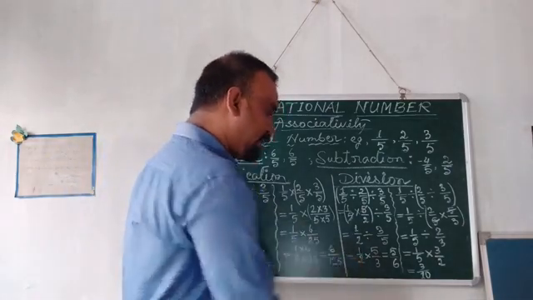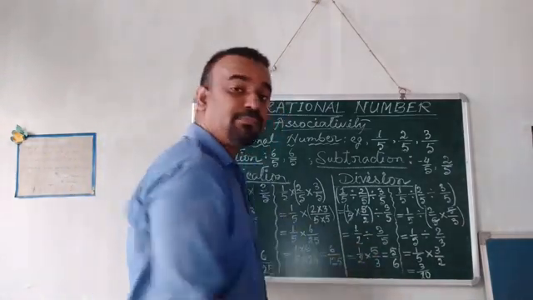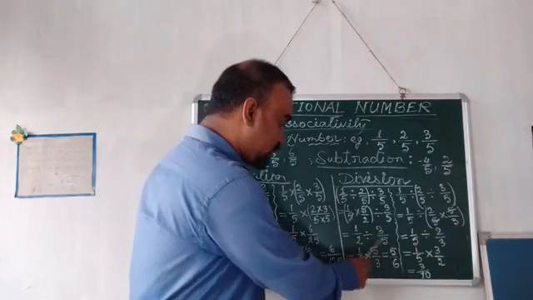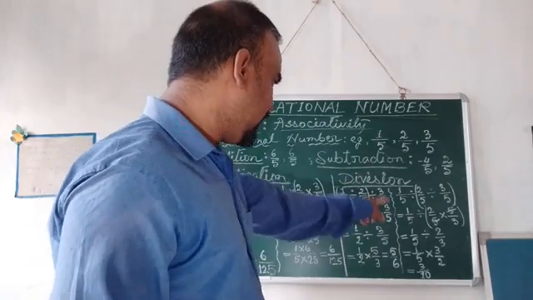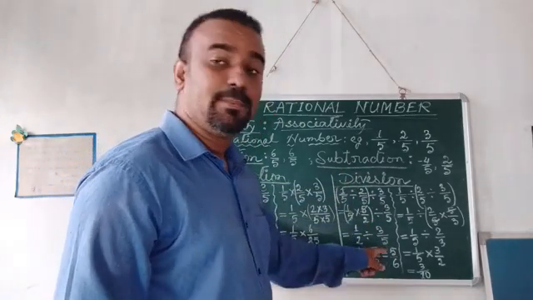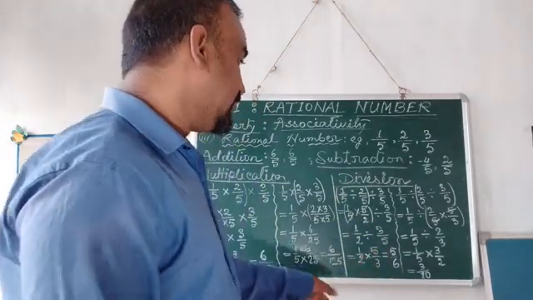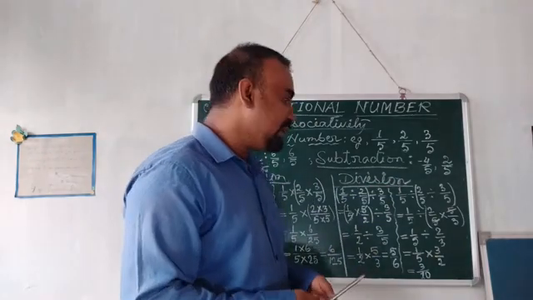If you multiply 1 and 5, 1 fives are 5, and 2 into 3 will give you 6. So in this case the result is coming as 5 by 6. We will see the other way.